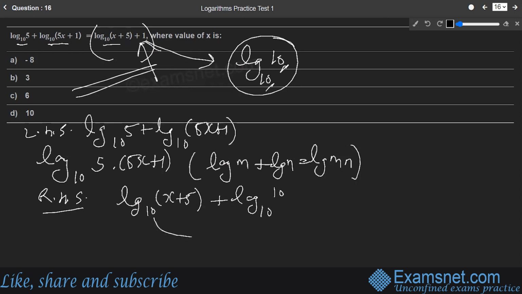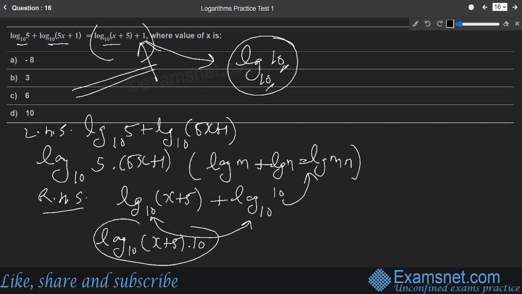Now the bases have become the same, so we can operate them together using the similar property used in the earlier statement. So it will become log base 10 of x plus 5 into 10. That is your right hand side.